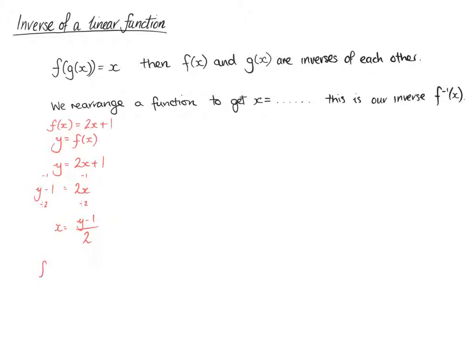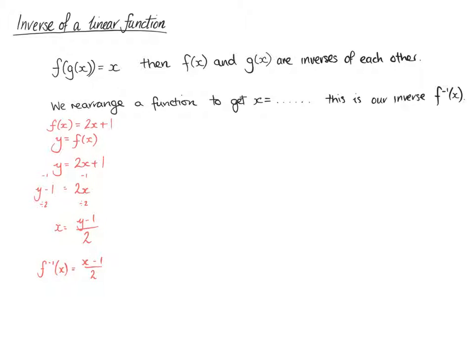So that means the inverse function of x is equal to, and then in here we need to replace the y with an x. That's just saying if we put x minus 1 over 2 into that function f of x, we will get x as our answer. So we found the inverse for that one.